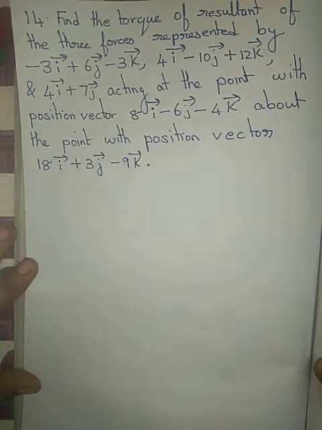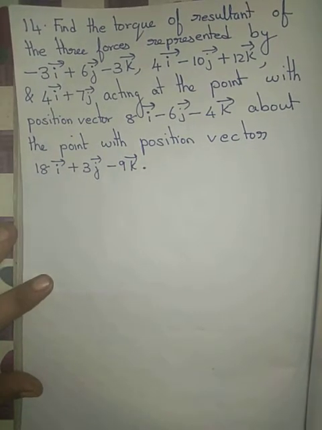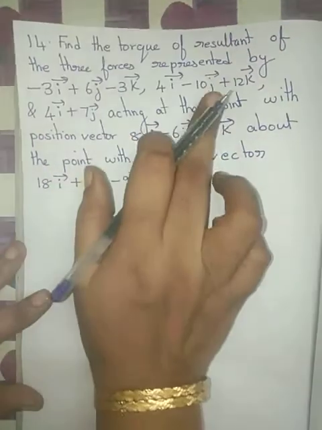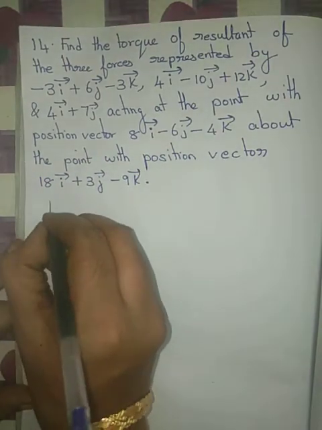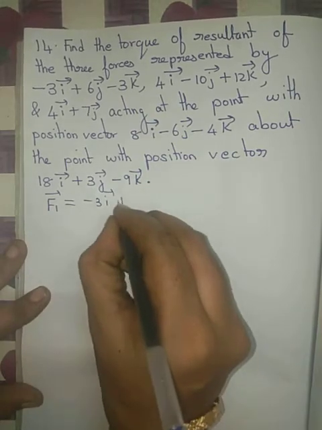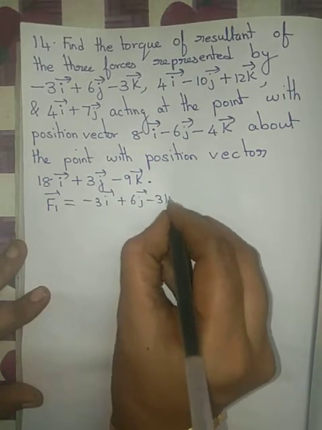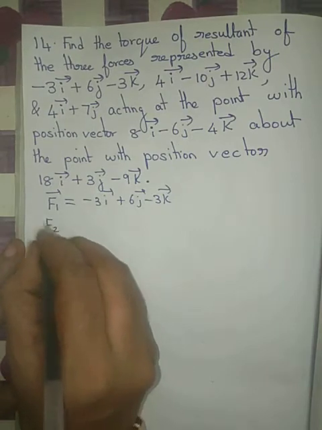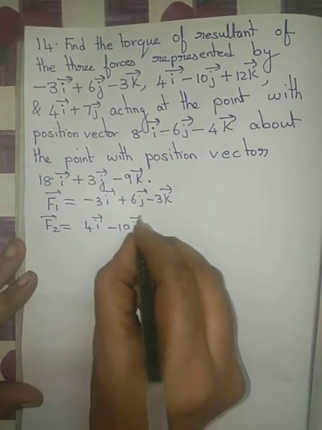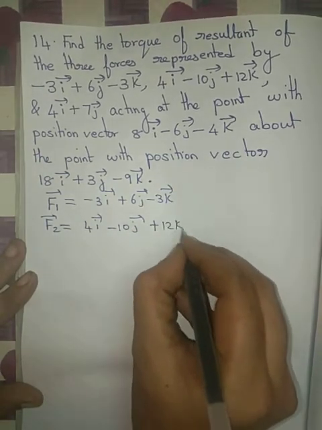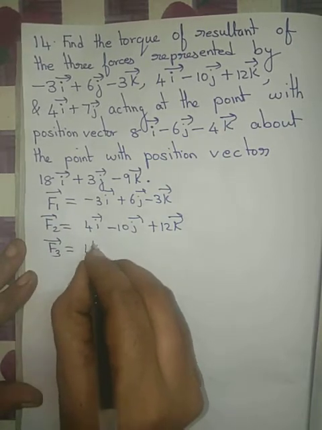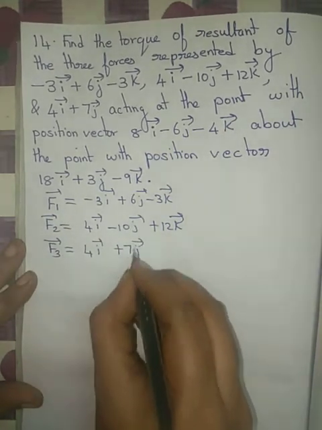6.1 question number 14. Find the torque of the resultant of three forces. So here three forces are given. Let me write it as F1 vector equals minus 3I plus 6J minus 3K. F2 vector is equal to 4I vector minus 10J vector plus 12K vector. F3 vector is equal to 4I vector plus 7J vector.